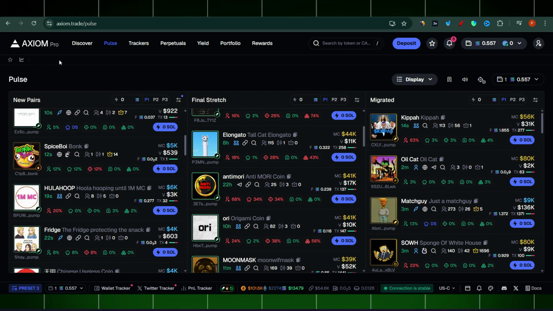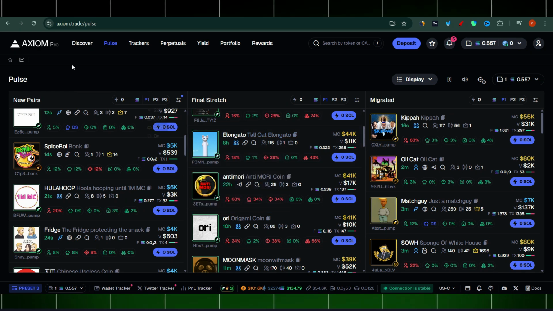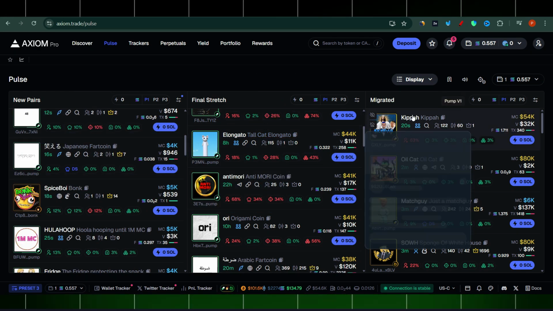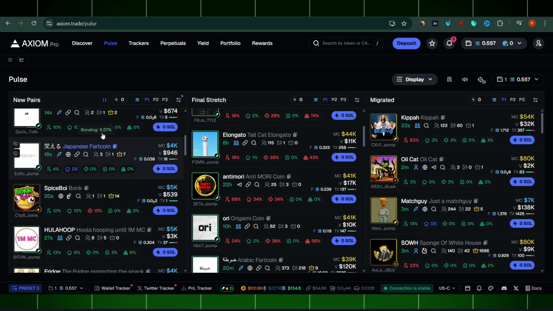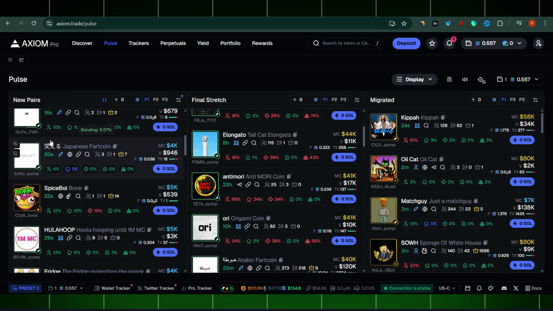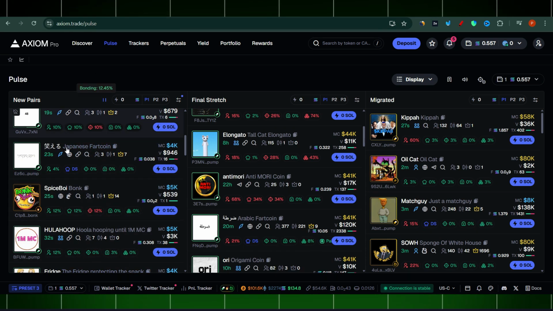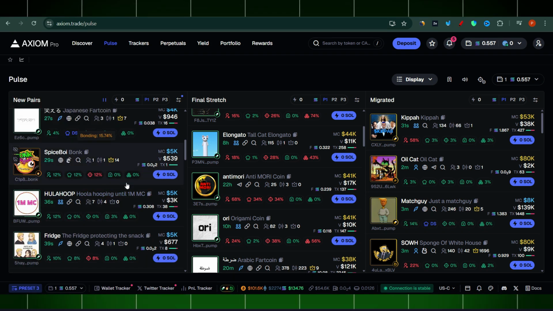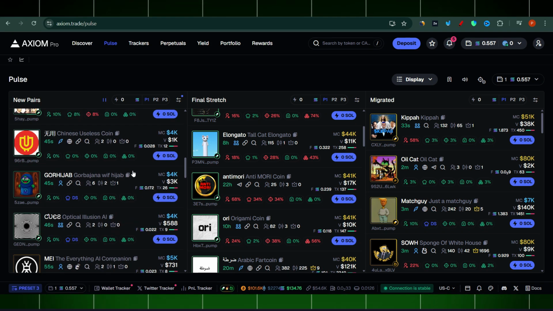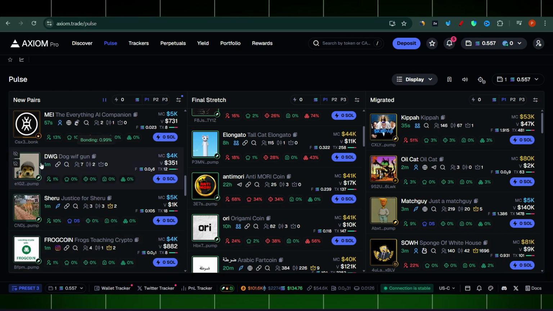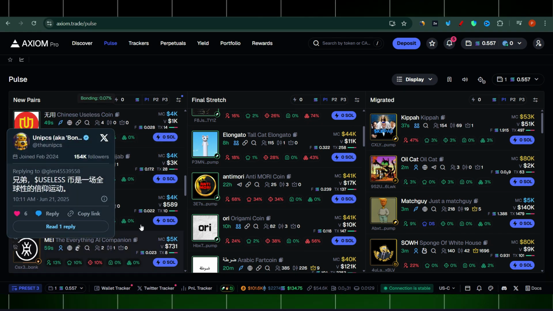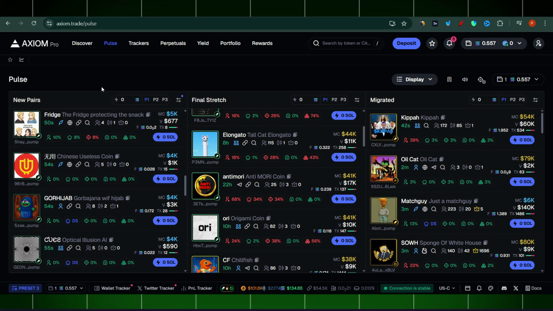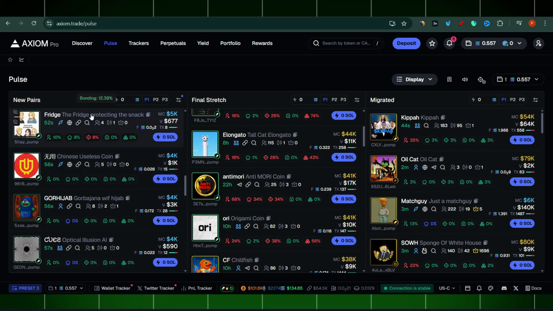So, Axiom Pro. When you go into the Axiom Pro, there are a few options available to you. We've got new pairs, final stretch, and migrated. New pairs, as the name suggests, have just been created, within 10 or 20 seconds, no longer than a few minutes. And once they've been created, either a large or small volume of traders go into those coins.